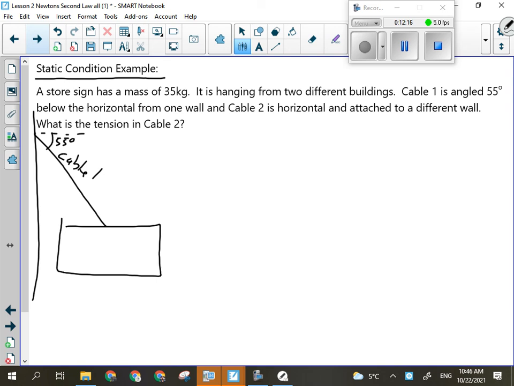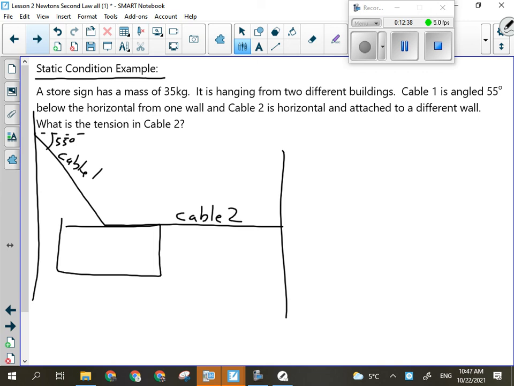Okay, and the other cable is horizontal and is attached to a wall over there. That's probably the hardest part of the question, is to get the diagram drawn the right way. Okay, so this is cable 2. All right, so we gotta find the tension in cable 1.